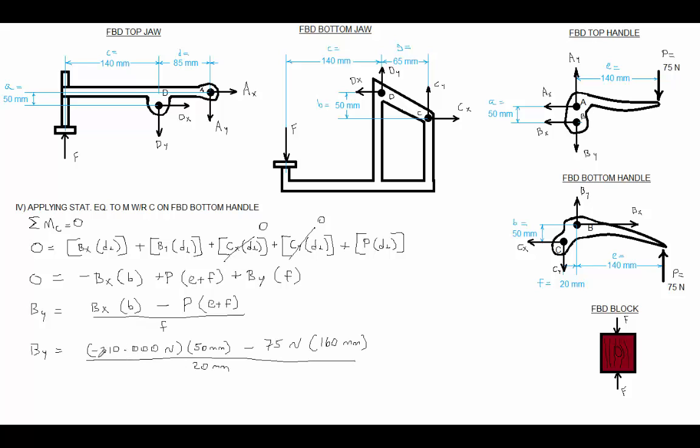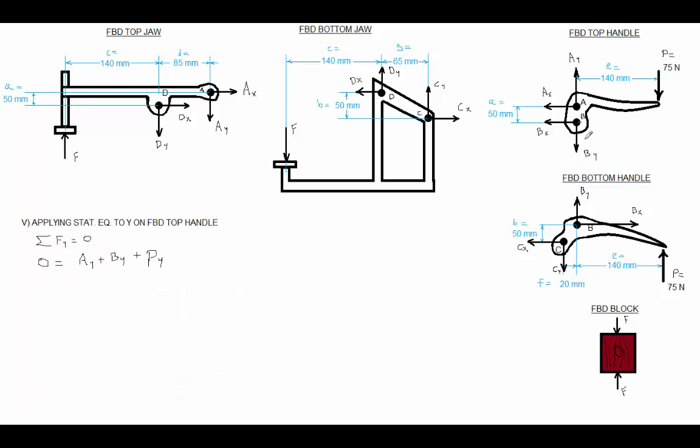Notice that I included this sign when I plugged in BX. Since I got a negative for BX in the top handle, that means that BX is also negative on the bottom handle, which means it's going towards the left on the bottom handle. That's where my negative sign comes from. So BY equals a negative 1125. Once again, the negative sign tells me it's incorrect on the bottom handle, and it's also incorrect on the top handle.